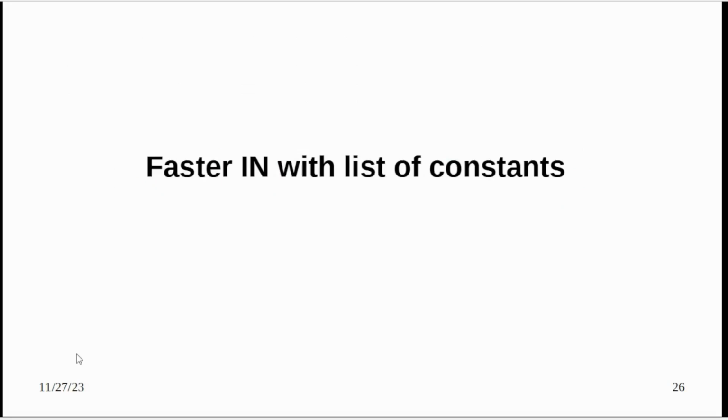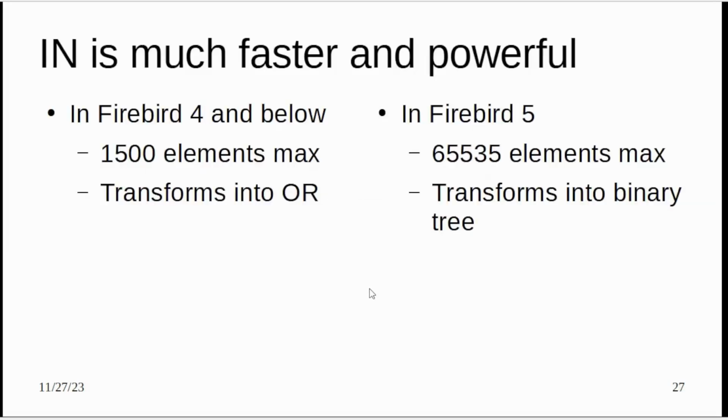Okay, improvement number 5 in the Firebird 5 optimizer is faster IN with a list of constants. In version 4 and below, there is a limitation. Only 1,500 elements could be in a list of IN with constants, and internally the optimizer will transform this list into a bunch of ORs. With a bigger list, it works slower and slower.